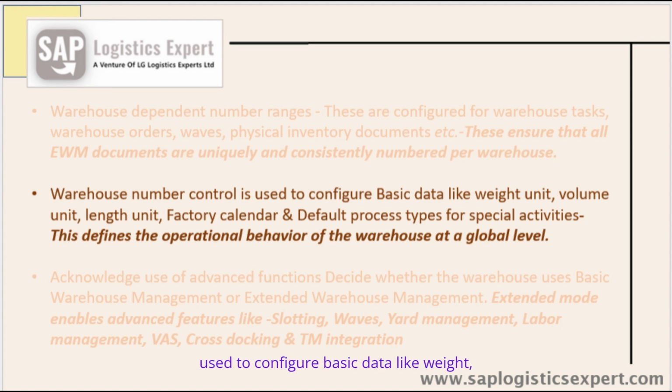Warehouse number control is used to configure basic data like weight unit, volume unit, length unit, factory calendar, and default process types for special activities. This defines the operational behavior of the warehouse at a global level.